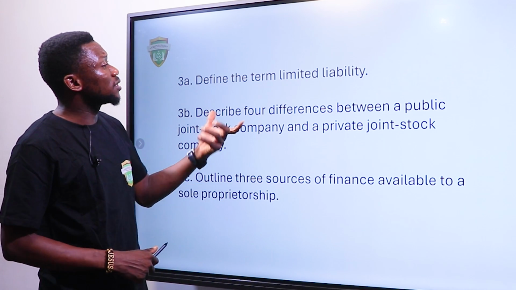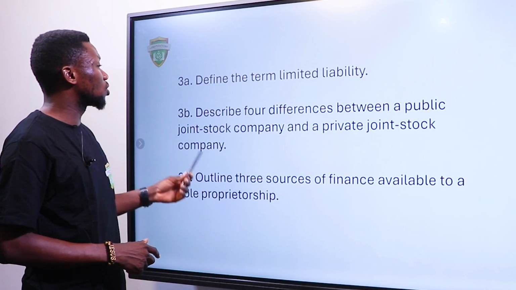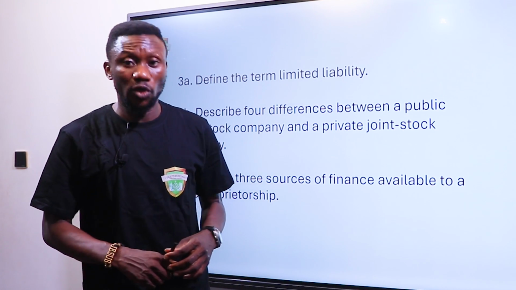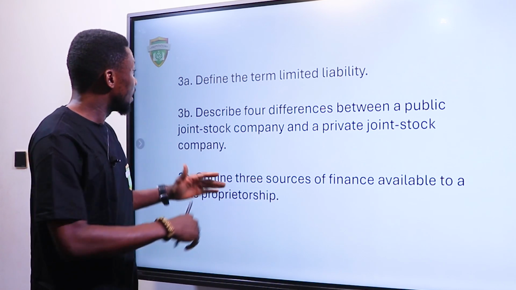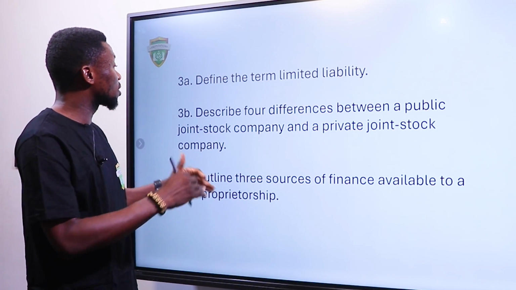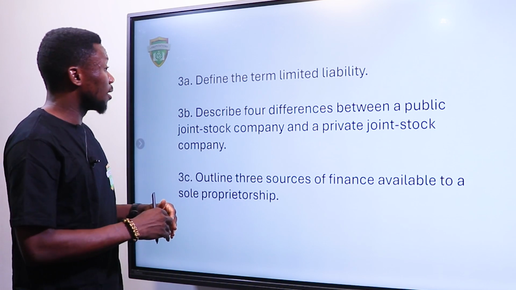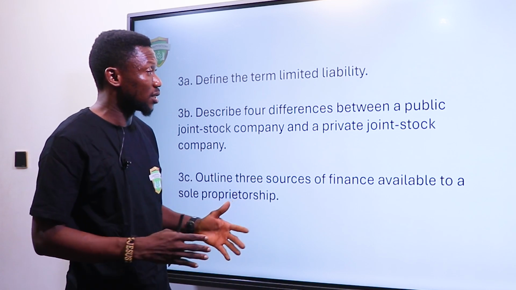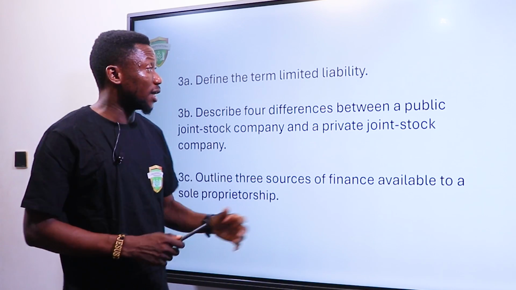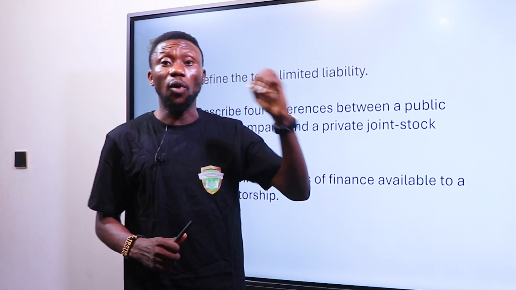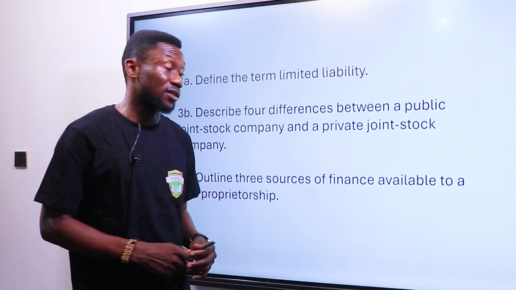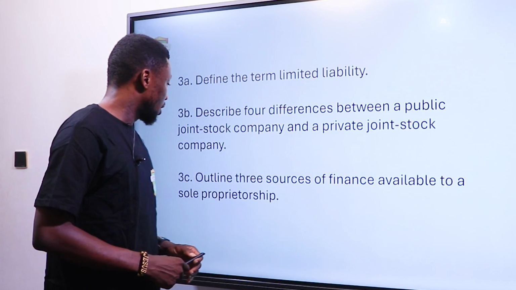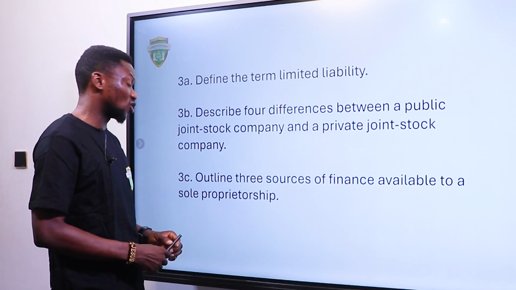Let's describe four differences between a public joint stock and a private joint stock. So we're talking about public companies and private companies. A public company, in this case, is any company that is trading its stocks publicly, and private is selling it privately between its members, the investors. So that's one. Then public companies will always publish their accounts. Private will not do that. Public is open to everybody in society. Private is not.